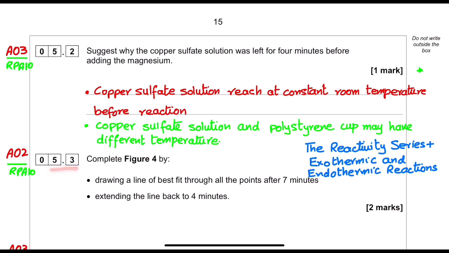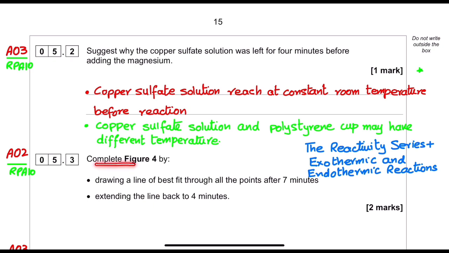5.3 is an AO2 question. The student needs to apply the knowledge in figure number 4. Complete the figure number 4. Draw a line of best fit through all the points after 7 minutes. Extend the line back to 4 minutes. This question is from the practical activity number 10, and the topics are reactivity series, exothermic reaction and endothermic reactions.